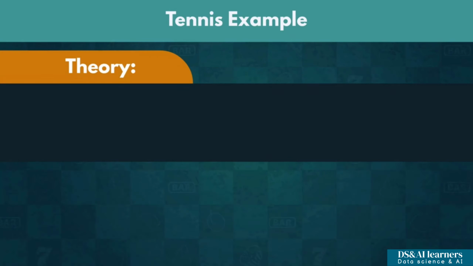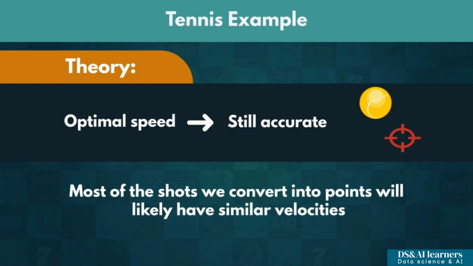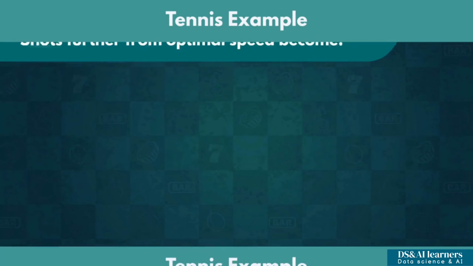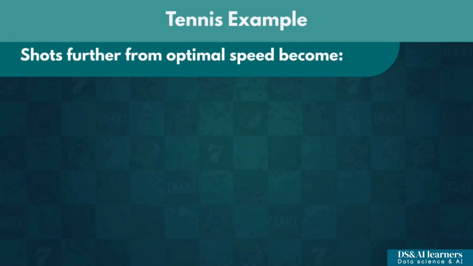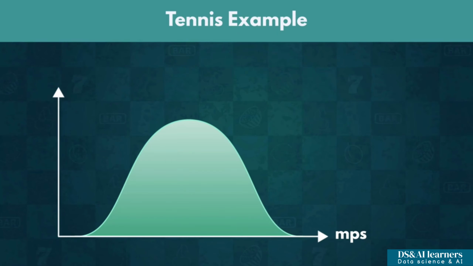Theory suggests there exists some optimal speed, which enables the serve to still be accurate enough. Then, most of the shots we convert into points will likely have similar velocities. As tennis players go further away from the optimal speed, their shots either become too slow and easy to handle, or too inaccurate. This suggests that the graph of the PDF of the logistic distribution would look similarly to the normal distribution.